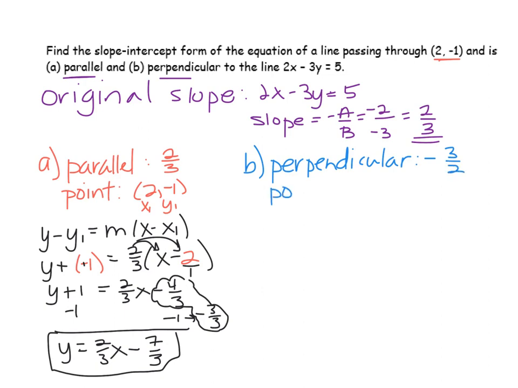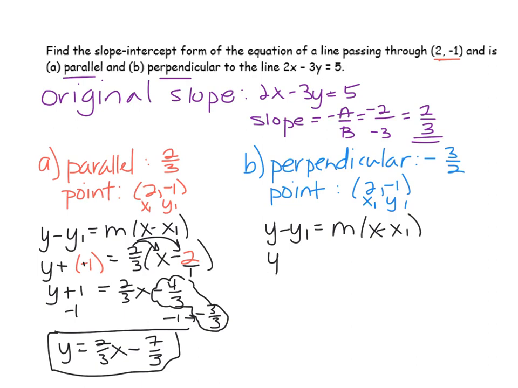We keep the same point because it says so in the directions, 2, negative 1. I'll label that x1 and y1, and then we go through our process just one more time. Y minus y1 equals m times x minus x1, and we plug in what we know. Again, it'll be y minus negative 1 equals our slope of negative 3/2 times x minus 2.